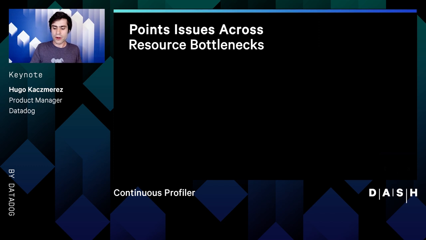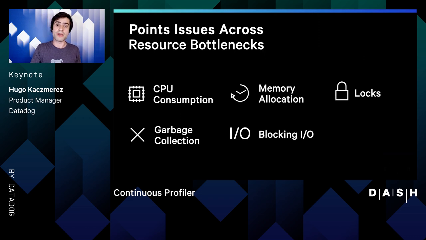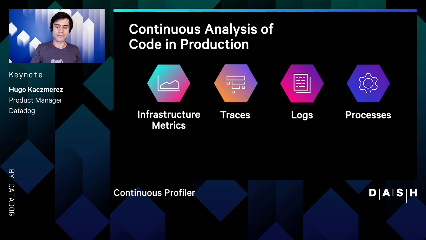Continuous Profiler points directly to the problem, down to the line of code, across multiple resource bottlenecks: CPU consumption, memory allocation, locks, garbage collection, blocking I/O. Our data is strongly integrated in Datadog's platform, which allows you to pivot from multiple parts of Datadog into the data showcased by Datadog Continuous Profiler.